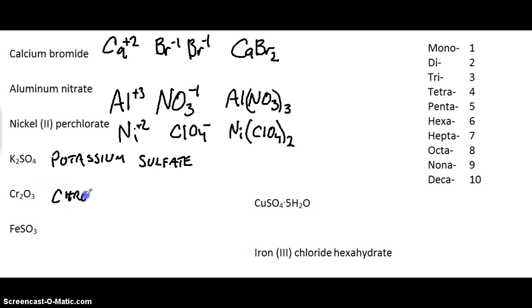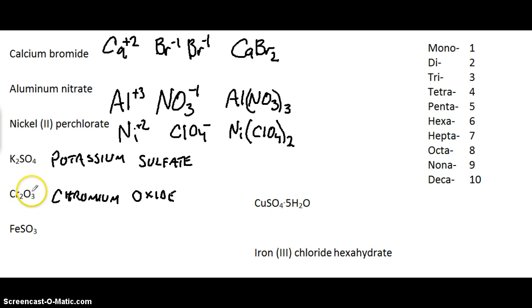Cr, if you look it up in your table, is chromium. Chromium can be either +2 or +3. And oxygen, remember as I said up here, you take the element and you change the ending to -ide. So I don't write chromium oxygen, I write chromium oxide. And then my question is, do I need a Roman numeral? If you look, chromium can be either +2 or +3. So I do need a Roman numeral.